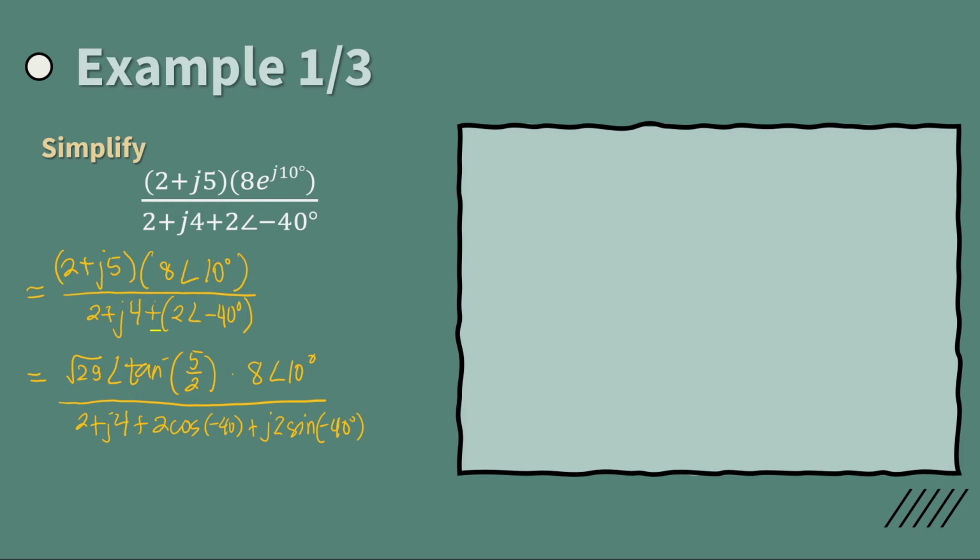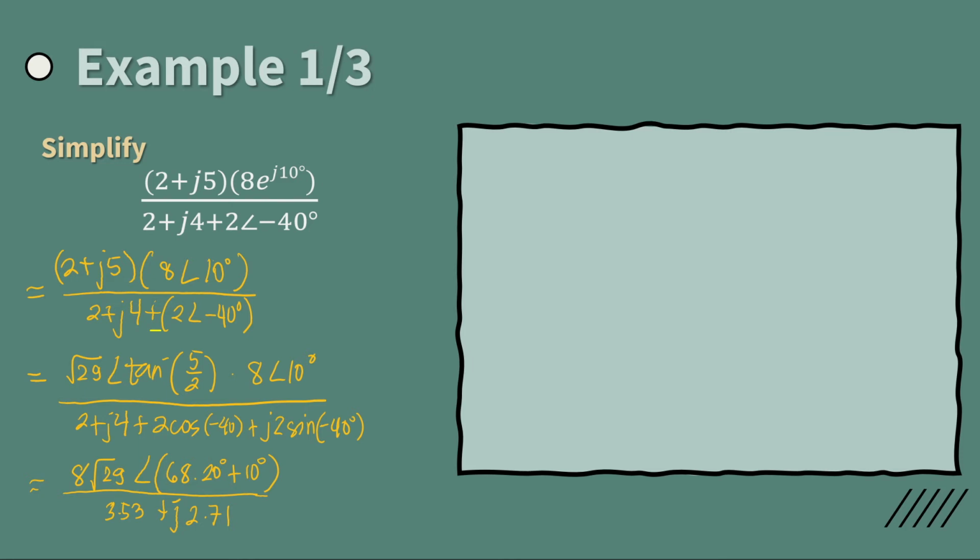So for multiplication of the numerator, by looking at it, there are two polar forms, which is easier to solve because you simply multiply 8 times square root of 29, and then the angles you simply add them. That's the rule for multiplication. Now for the denominator, you have the addition. So very simple, you just add the real numbers and then also the imaginary numbers. So we have here 8 times square root of 29, and then the angle tangent inverse of 5 over 2 is 68.2 plus 10 degrees. That's the rule for product if you are in polar forms.